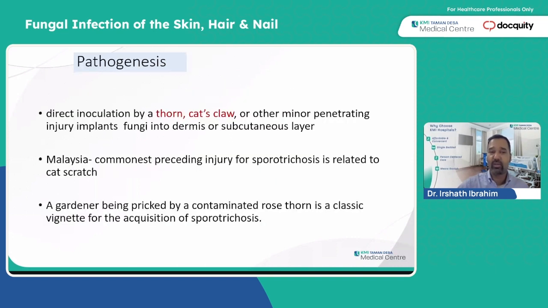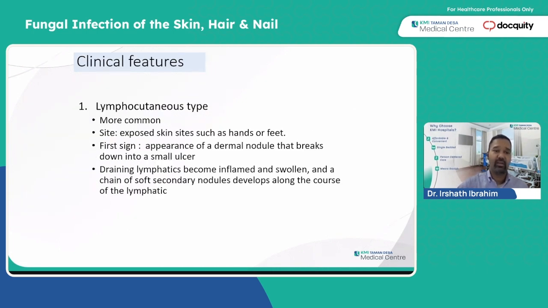So it's direct inoculation by rose thorn, sometimes called rose thorn disease, or direct inoculation by cat claw, bite, or scratch. A minor penetrating injury implants the fungi into the dermis and subcutaneous layer. In Malaysia, the commonest preceding injury for sporotrichosis is cat scratch. A gardener being pricked by a contaminated rose is a classic means of acquiring sporotrichosis, hence gardener's disease. This is the most common presentation, lymphocutaneous, where the lymphatics are also affected.